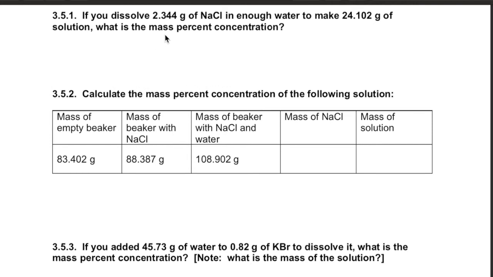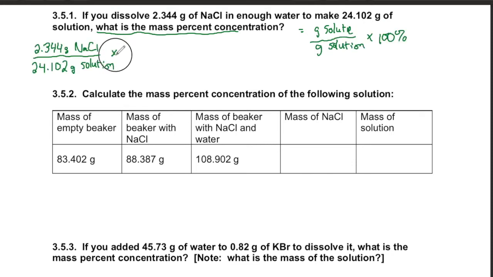So this first problem here is one where you're trying to calculate the concentration. That's one of the types of problems that we see. Mass percent concentration is the grams of solute per gram of solution times 100%. So we are given all of the numbers that we need to do this calculation. We're given grams of solute and grams of solution, and then we can get a fraction from that and turn it into a percent.